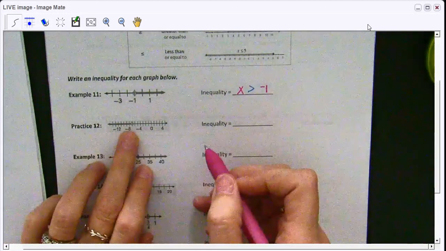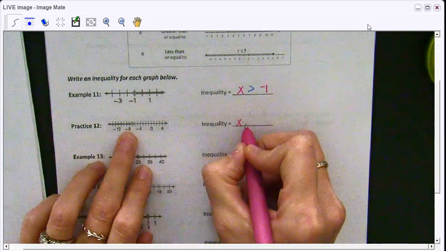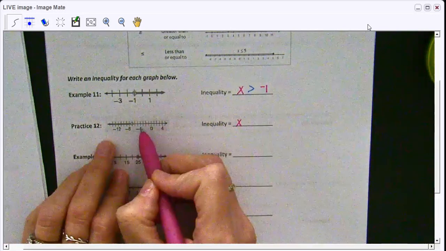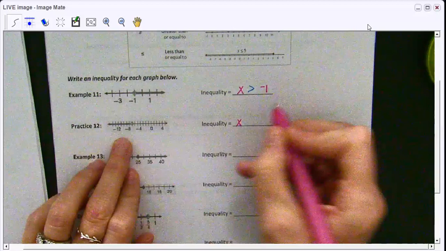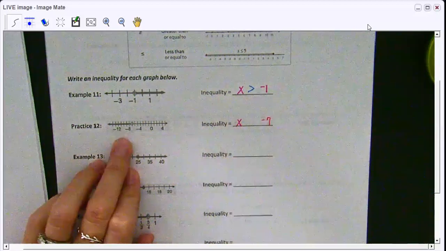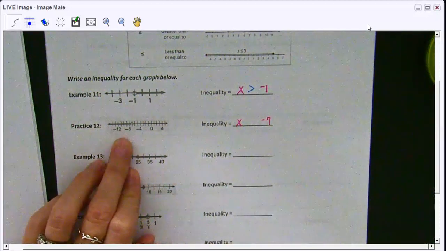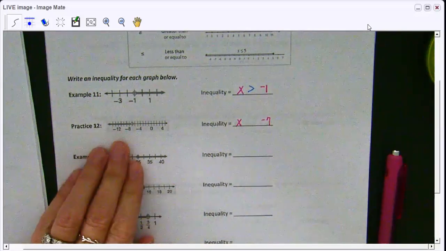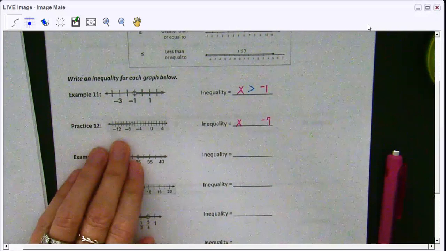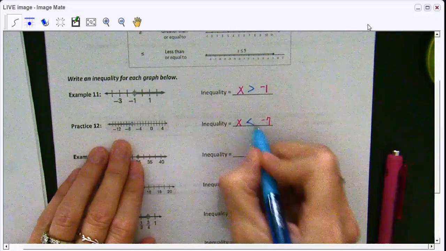I know I'm going to have x is something, then let's see, -4, -5, -6. I don't know. That's probably -7. Okay. And this time my arrow is going to the left. So it's going to be less than. So x is less than.